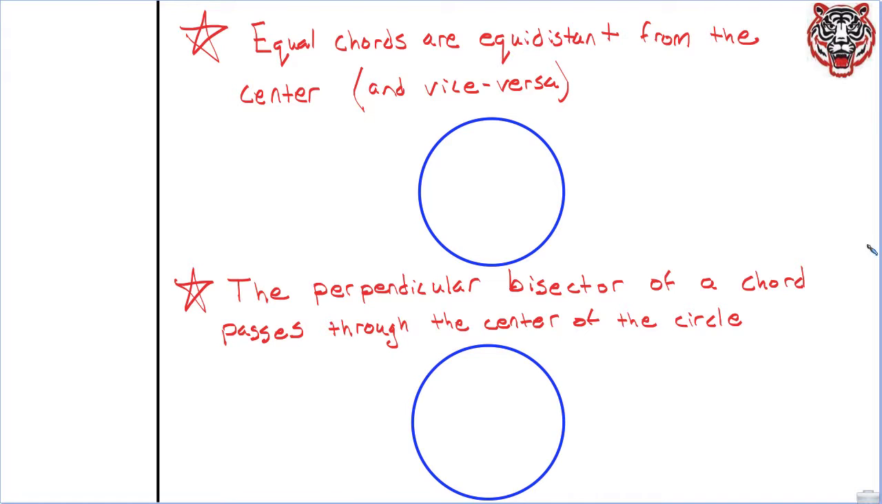So the new stuff today. Equal chords are equidistant from the center. And going back and forth, you can go backwards to say if you have something that is equidistant from the center, then those chords must be equal. Let's see what that looks like.